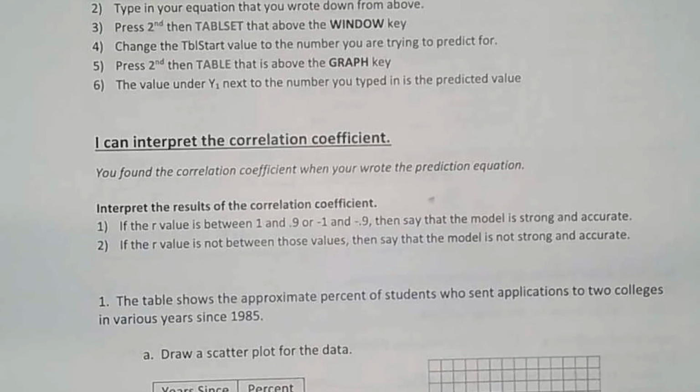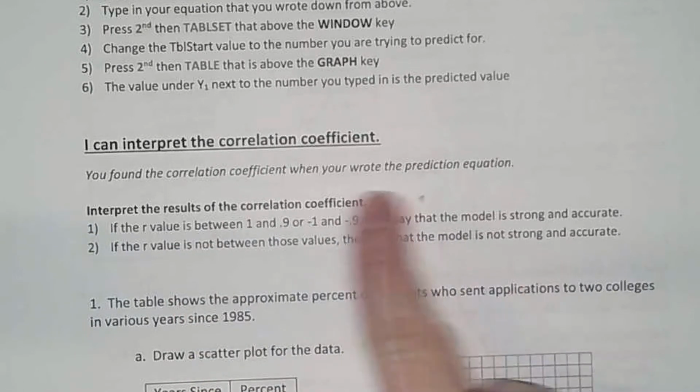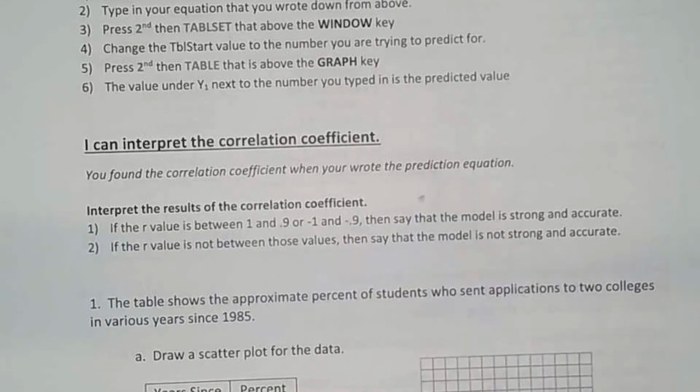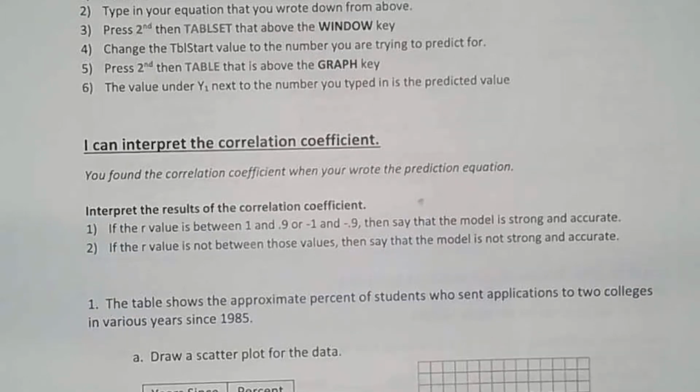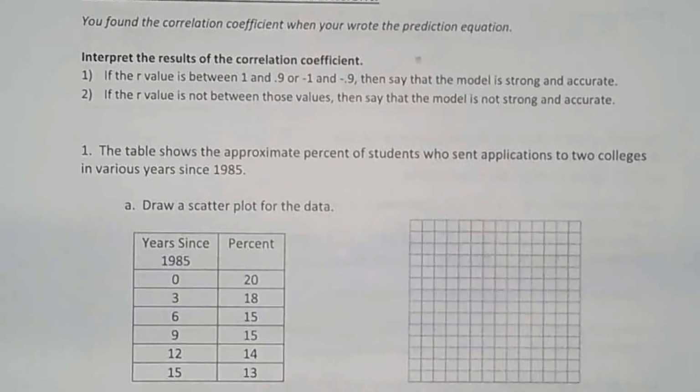Your correlation coefficient is R. We're going to write that down, and then we're going to do strong and accurate or not strong and accurate. So I'm going to walk through that process. Those are your shorthand notes. Once you keep doing it, it gets a lot easier.